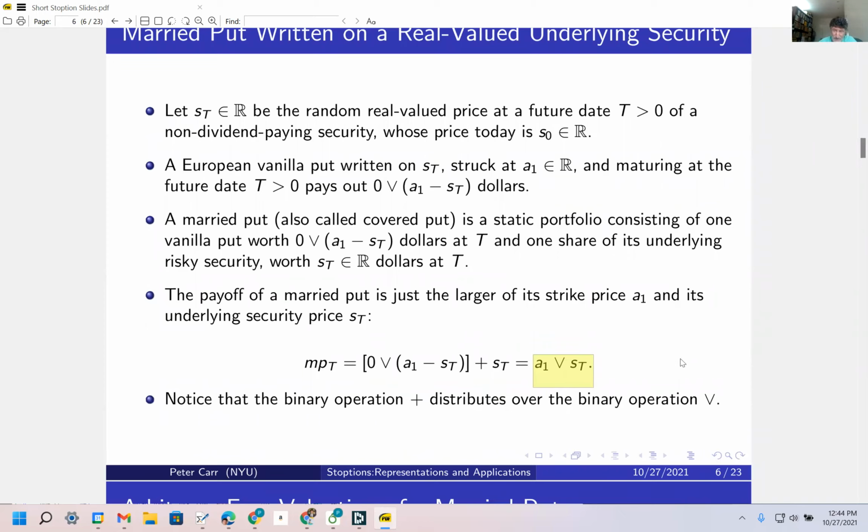So in your mind's eye, if you were to ordinarily add, say on the right, some real number A2 to the max, it would be the same as first adding A1 with A2, second adding S with A2, and then taking the max.